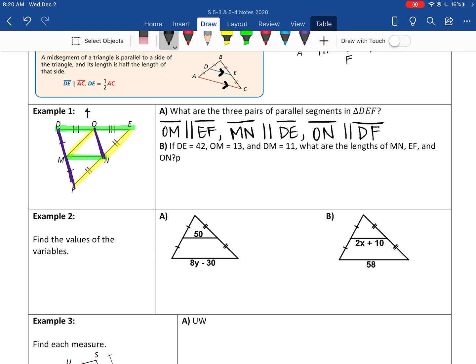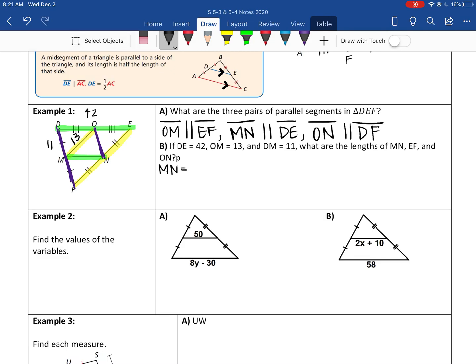So we have that DE is 42, OM is 13, and DM is 11. Now notice all these congruent symbols. Keep those in mind when we're doing this problem. We want to find the lengths of MN, EF, and OP. So let's find MN first.